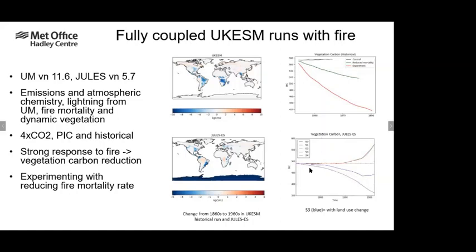So you can see that the trend that we might expect is fairly stable early in the pre-industrial, and then the vegetation carbon starts to decline from around 1800 with land use change. Okay, I better speed up.